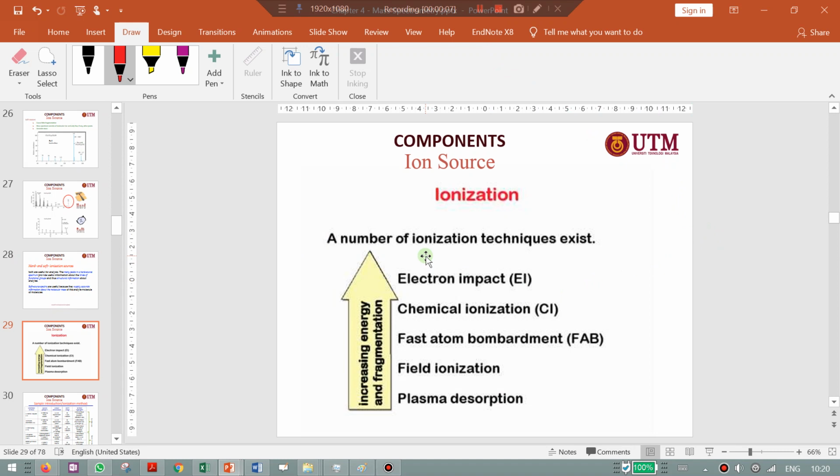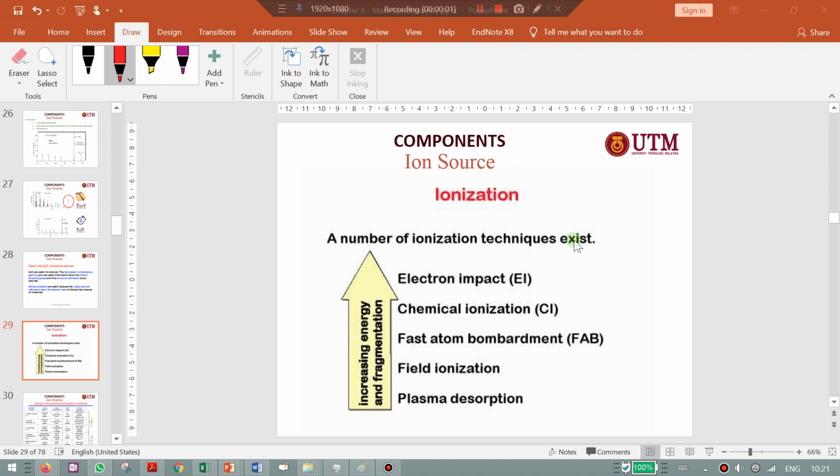Here is the illustration. As we go up, here are some examples of ionization techniques. We have electron impact, FAB, field ionization, and plasma desorption. As we go up, the energy used to ionize is much higher, and because of that, the fragmentation is also high. As we go to the bottom, the technique is much softer compared to the top, so the fragmentation with these techniques is much less.